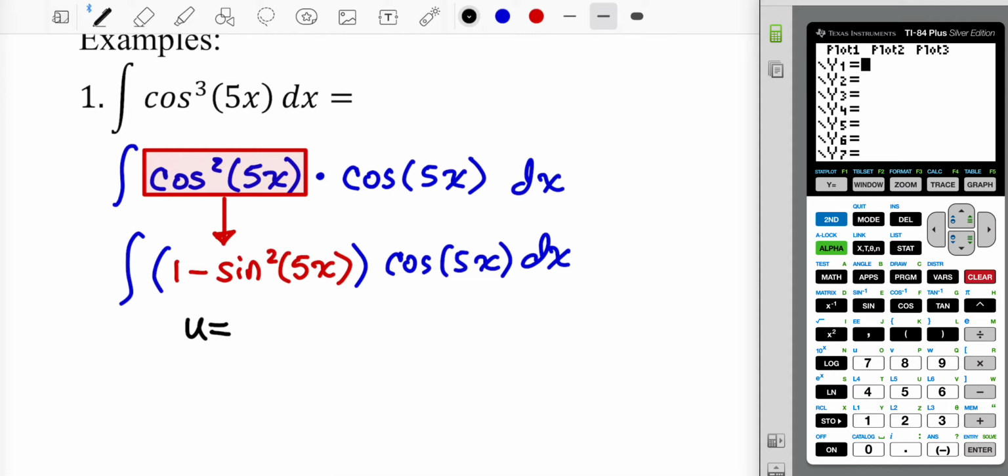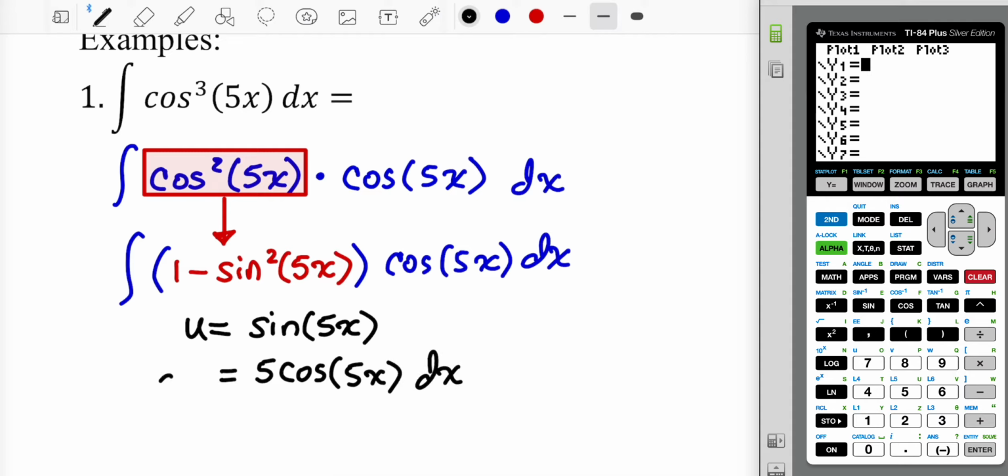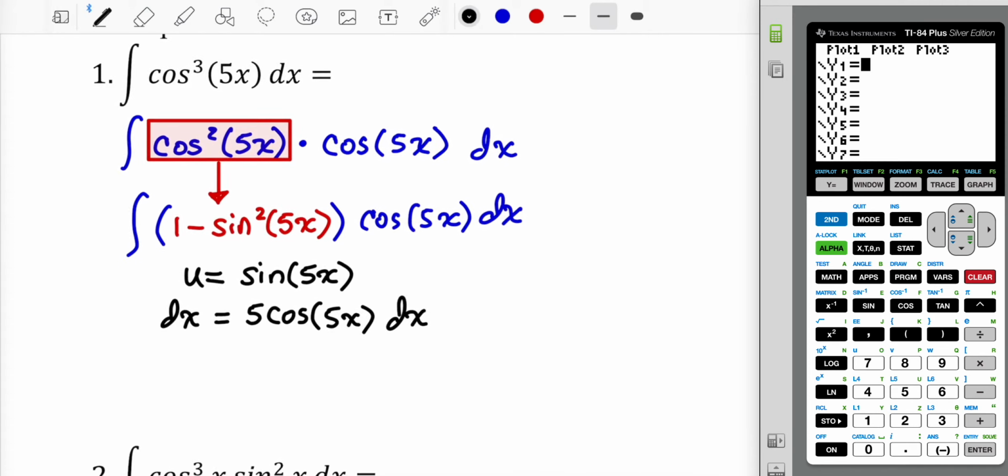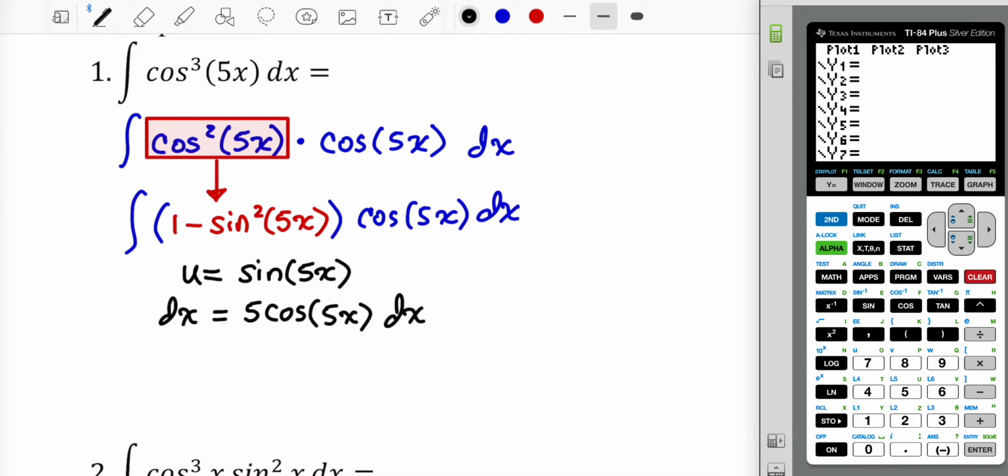As it turns out, if we let u equal the sine of 5x, the derivative of that is going to be cosine of 5x times 5. So 5 cosine 5x dx would be equal to du, which is not what I just wrote. Du. All right.